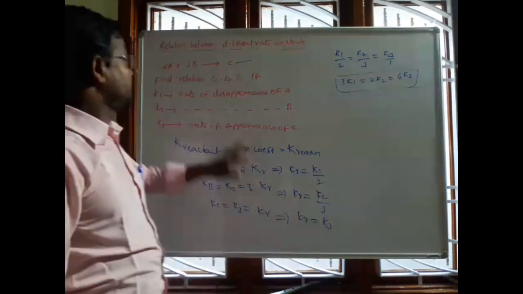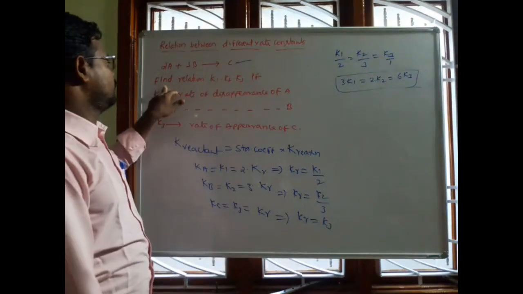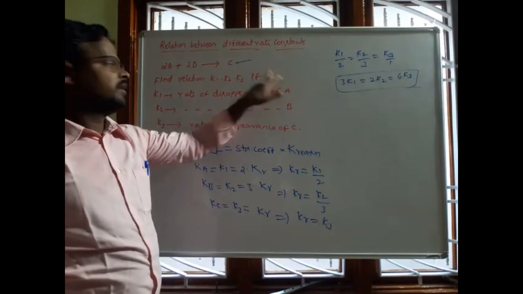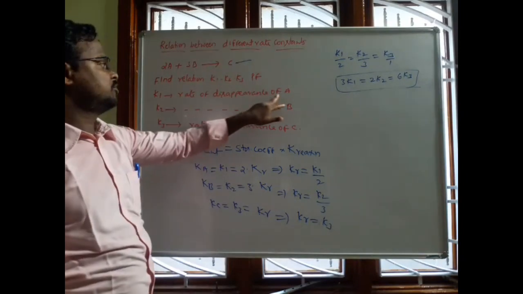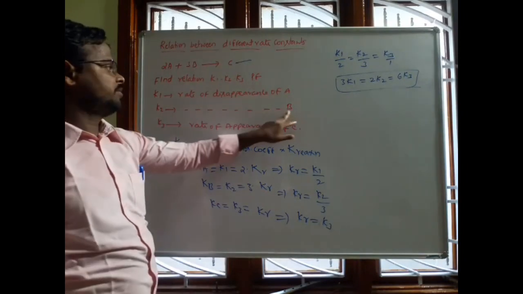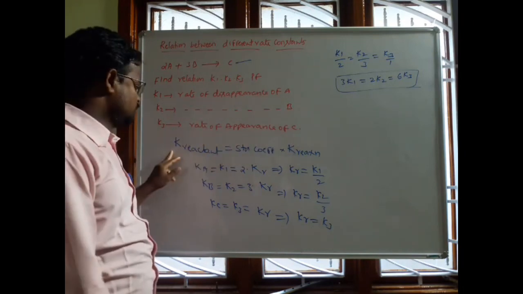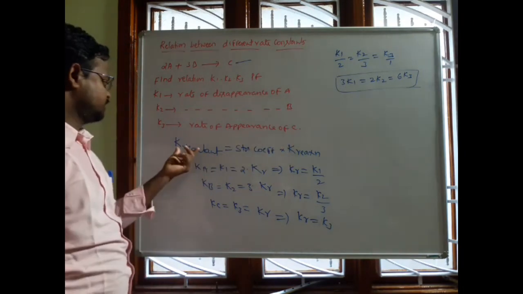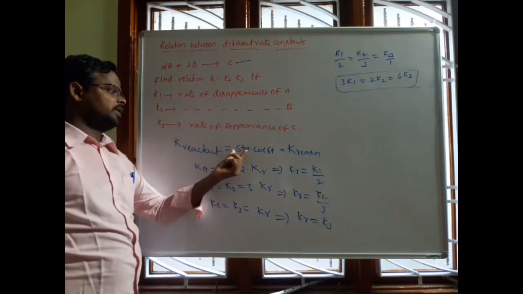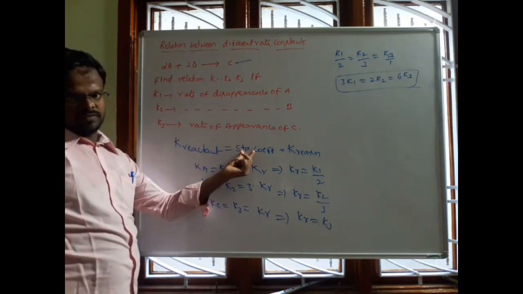Now see the problem. First an equation is given. You have to find the relation between K1, K2, K3, where K1 is the rate of disappearance of A, K2 is the rate of disappearance of B, and K3 is the rate of appearance of C. Therefore, we use the general equation: the rate constant of a reactant or product equals its stoichiometric coefficient into the rate constant of the reaction.